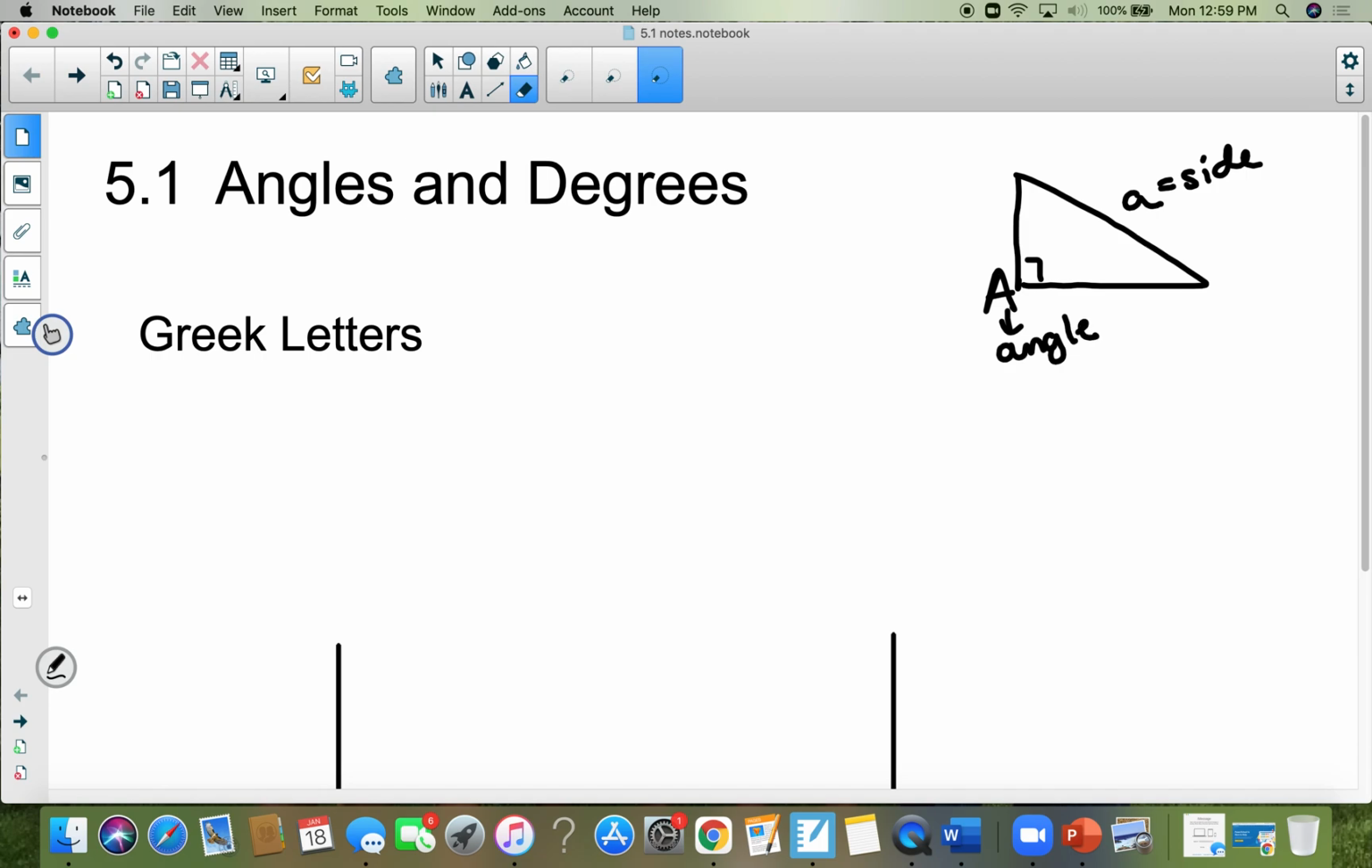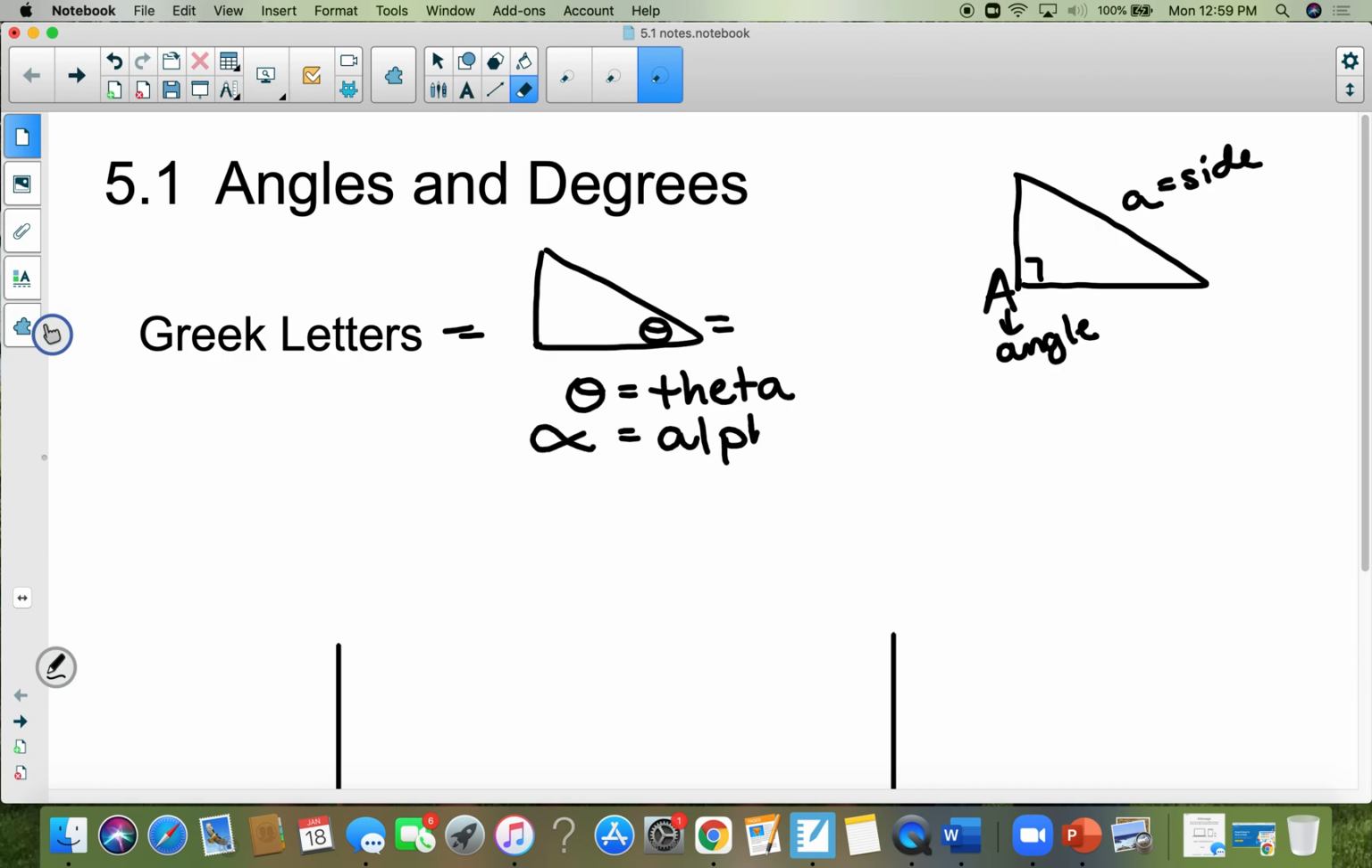In trig, we use Greek letters. So, for example, we use symbols like this to show angles. That is equal to theta. This is alpha. So if I use any of these Greek letters, I'll refer to theta, alpha, beta, and of course, pi. Those are the four popular Greek letters that I might use.